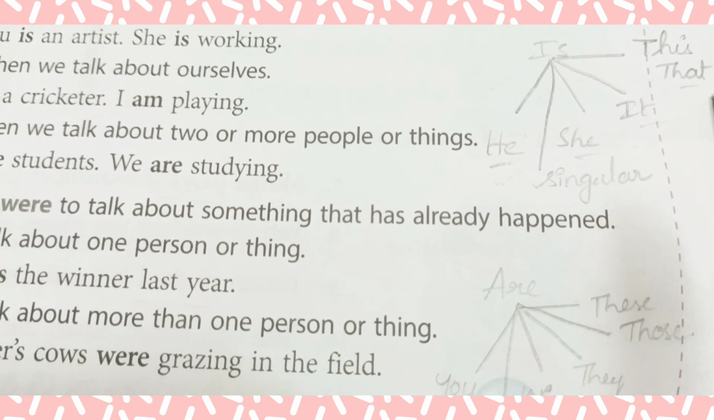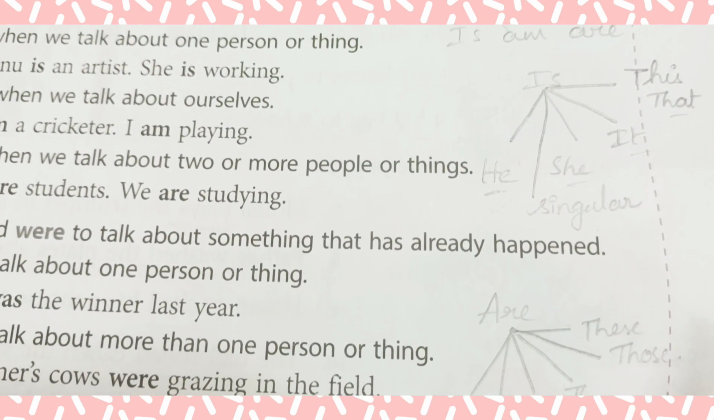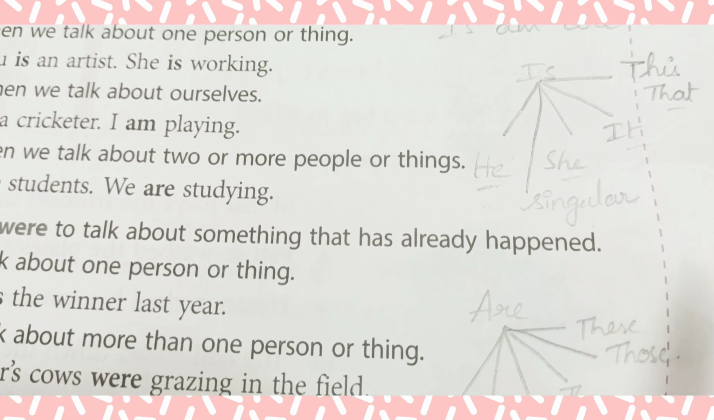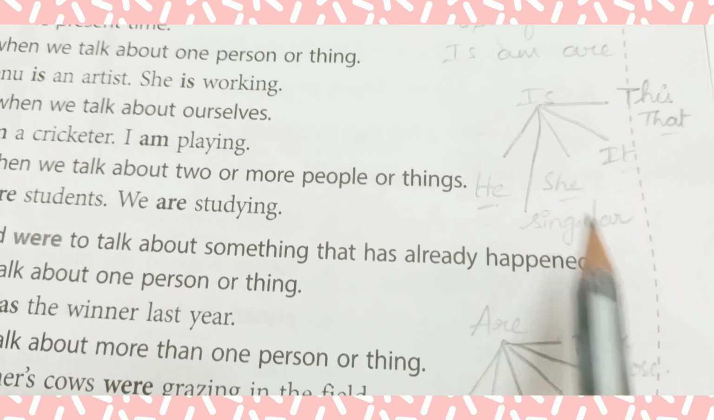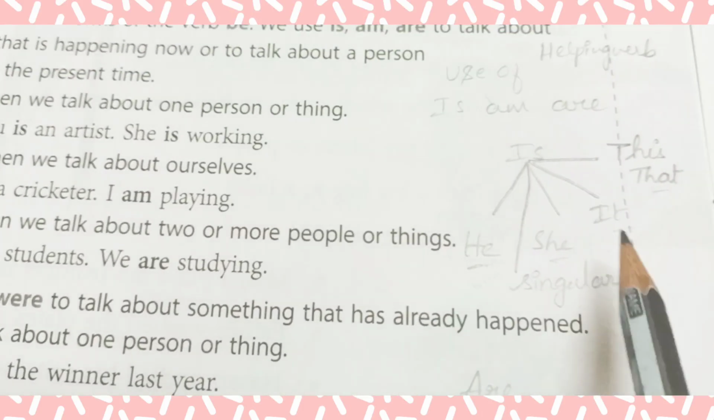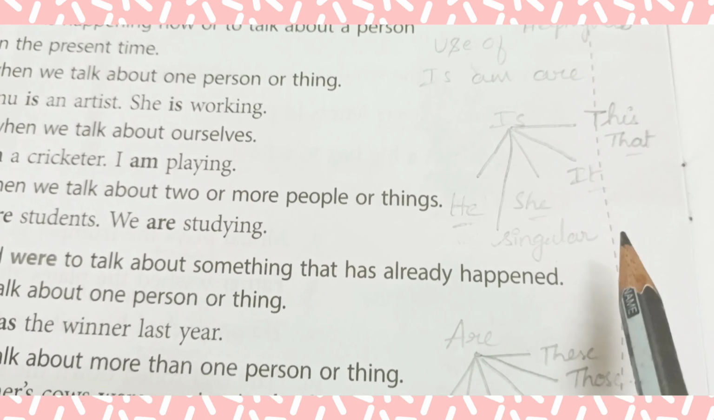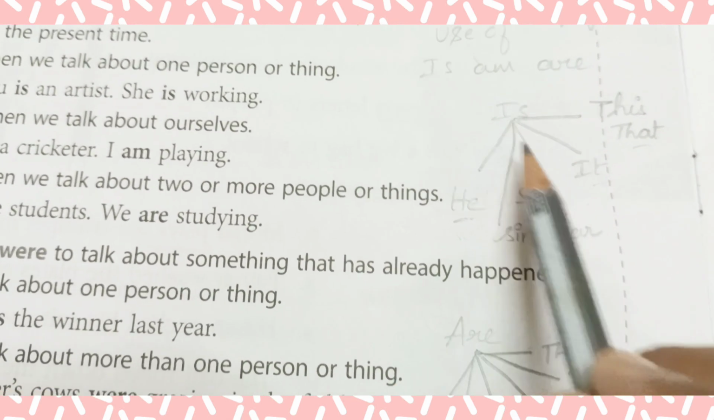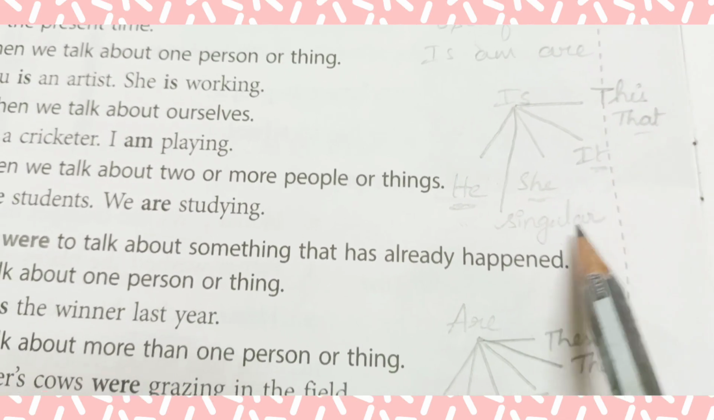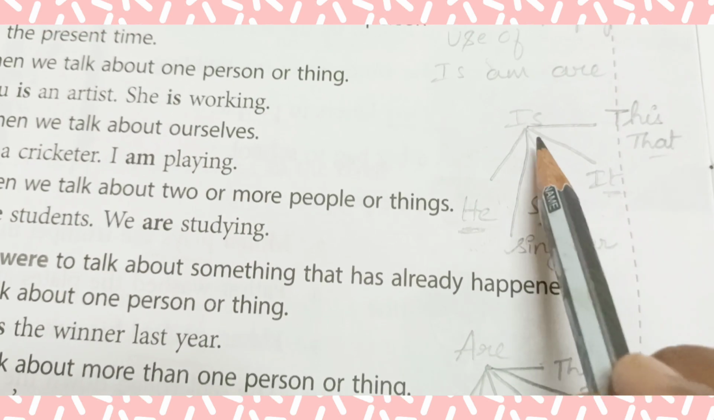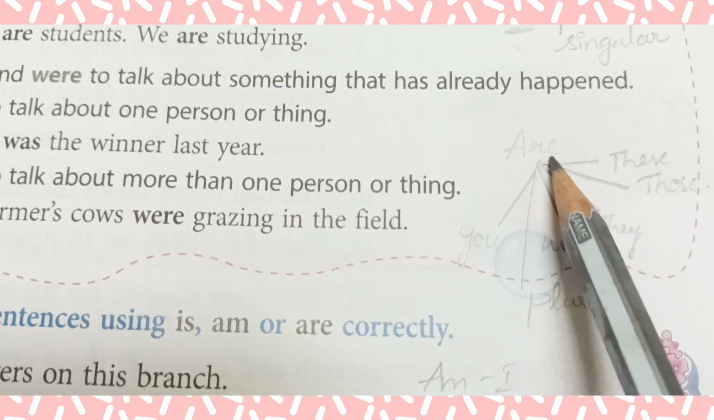For example, she is playing in the park. He is writing a book. Is it clear, children? This is a boy. That is a cat. There also we use only is. If the subject is singular, we use is. Is it clear, children? And coming to are, A-R-E, are.